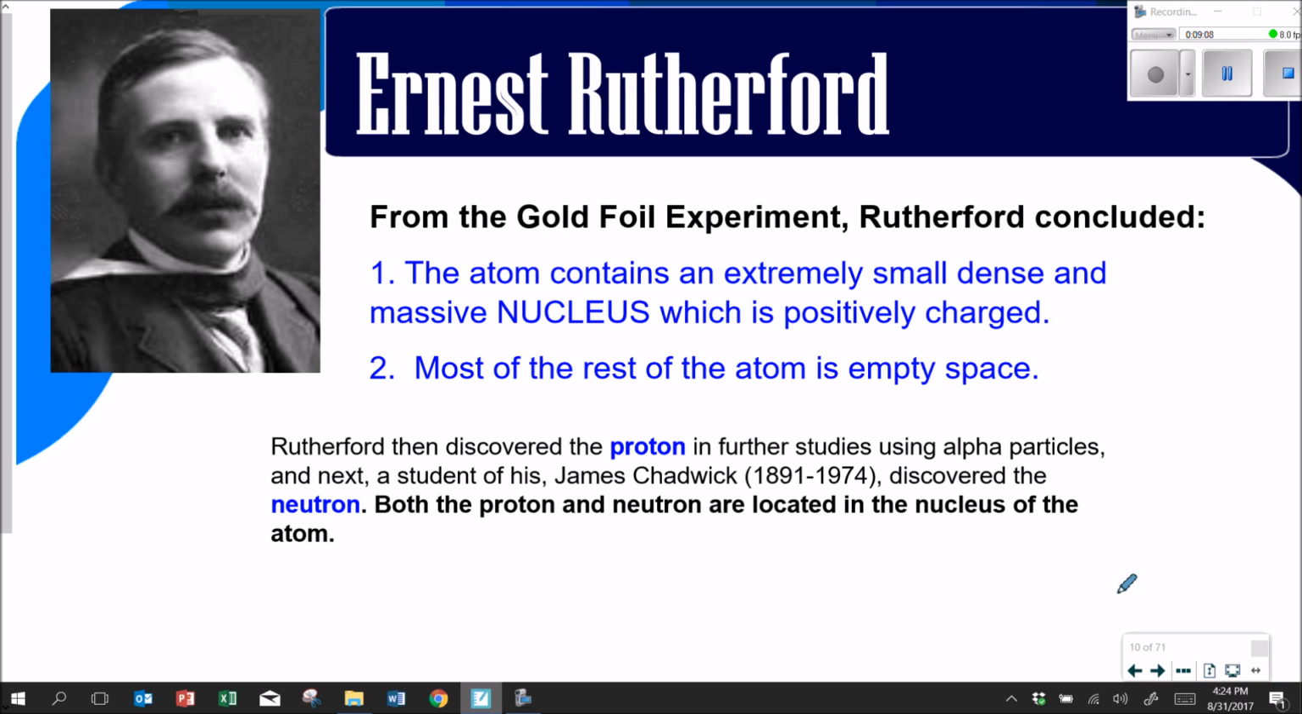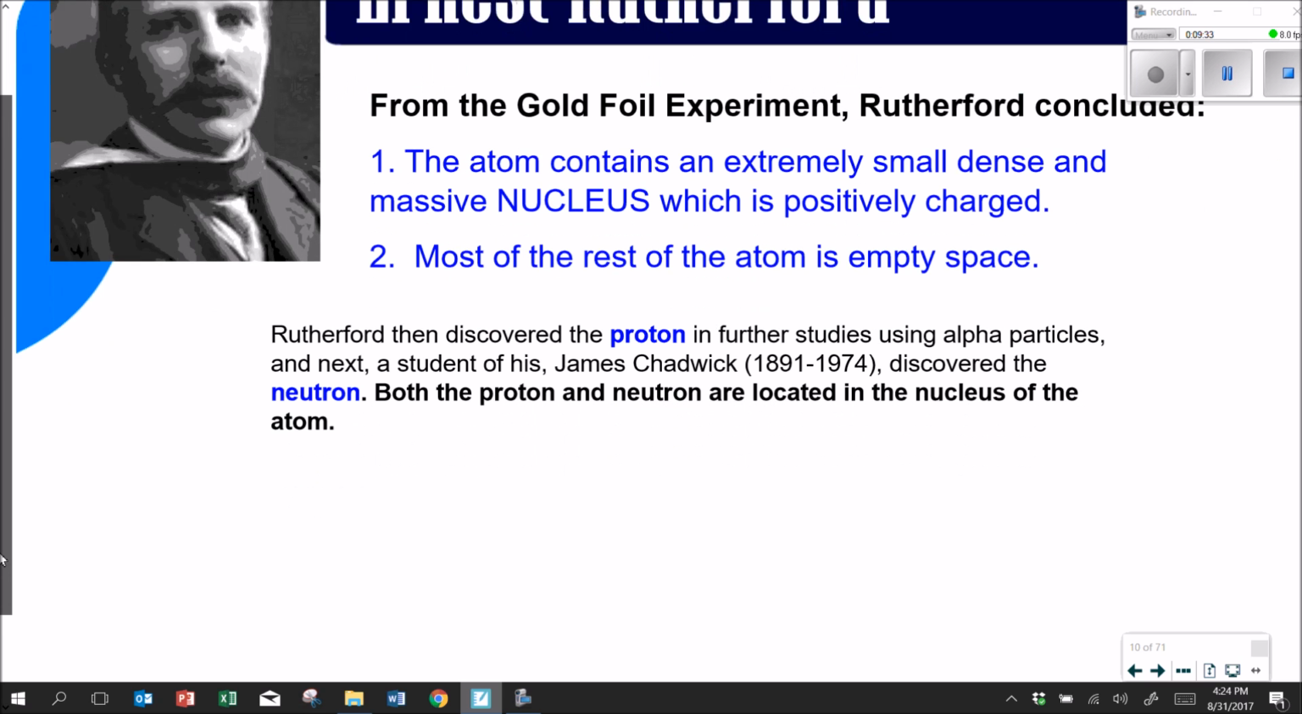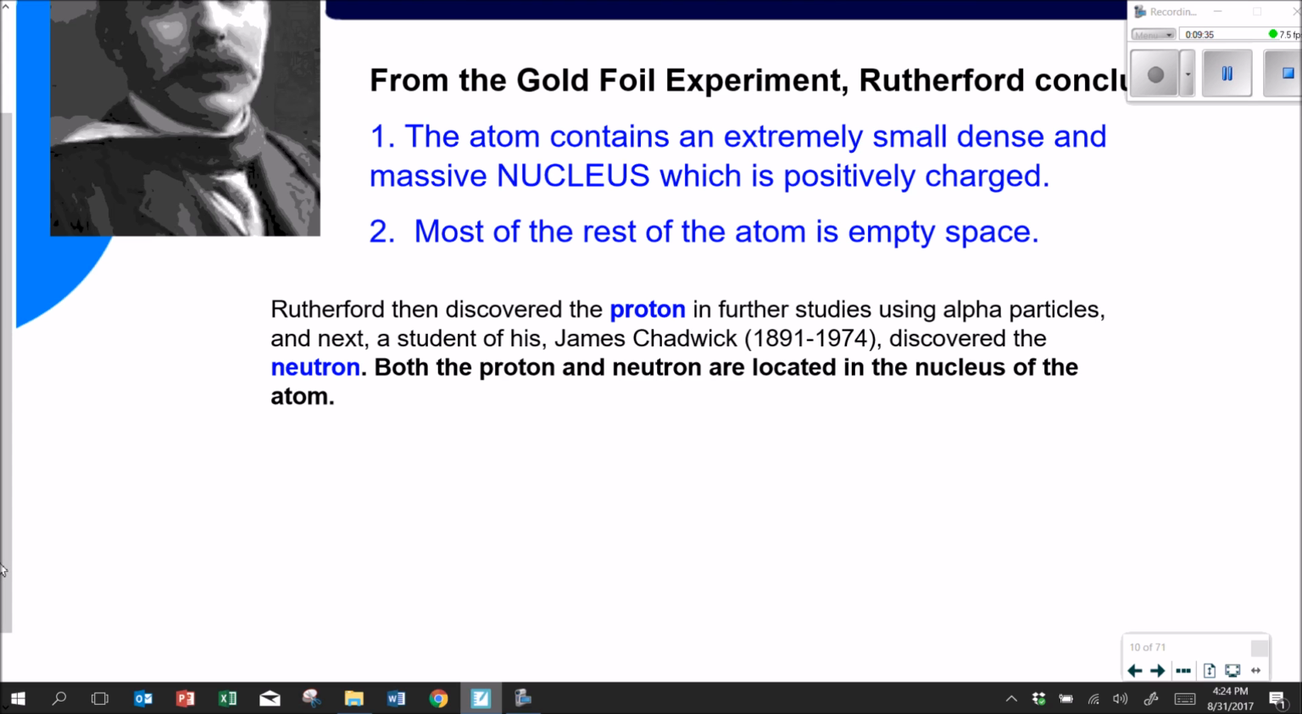So from his gold foil experiment, Rutherford concluded two things. One, the atom contains an extremely small, dense, and massive nucleus, which is positively charged. And secondly, most of the rest of the atom is empty space. Rutherford later discovered the proton, and one of his students, James Chadwick, discovered the neutron, and they found that both the proton and the neutron were found in the nucleus of the atom.